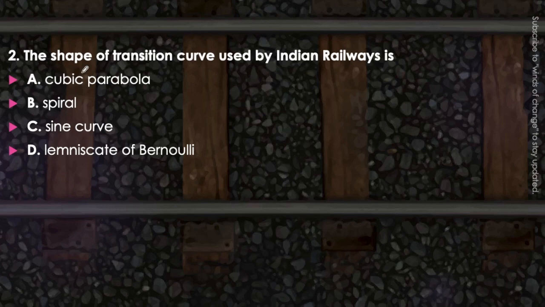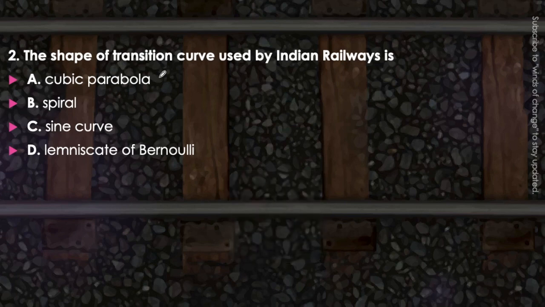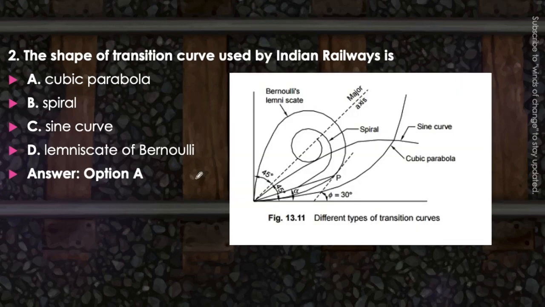Next question. The shape of transition curve used by the Indian Railway is: cubic parabola, spiral, sine curve, lemniscate or Bernoulli curve. Think about it. The shape of the transition curve used by the Indian Railway, what will it be? It will be cubic parabola. Indian Railway uses cubic parabola as the shape of transition curve.